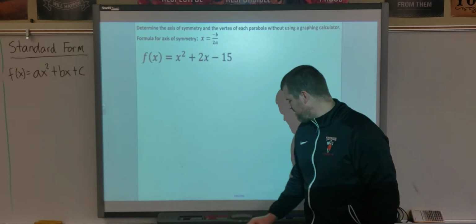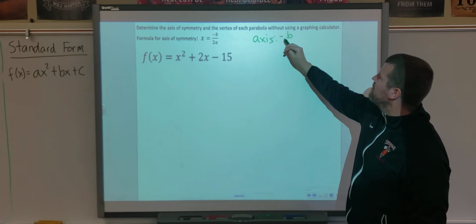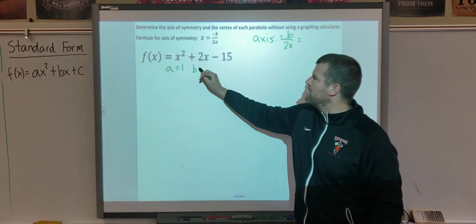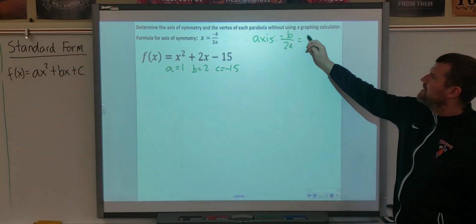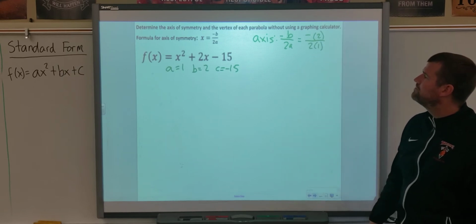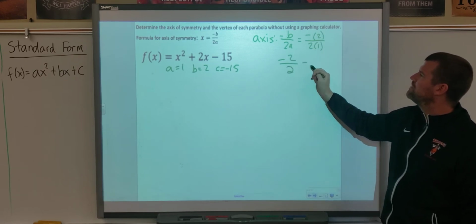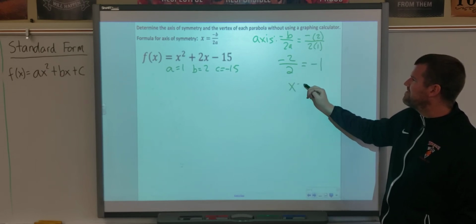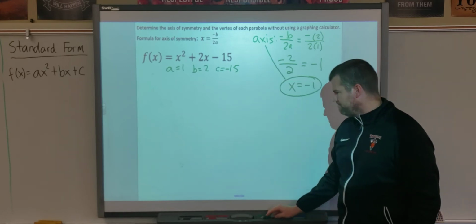Okay, one more example of this. My axis of symmetry, negative b over 2a. I know my a is 1, my b is 2, my c is negative 15. So if I plug those in, I get negative 2 over 2 times 1. Negative 2 is negative 2. 2 times 1 is 2. And negative 2 divided by 2 is negative 1. So my axis of symmetry is x equals negative 1.